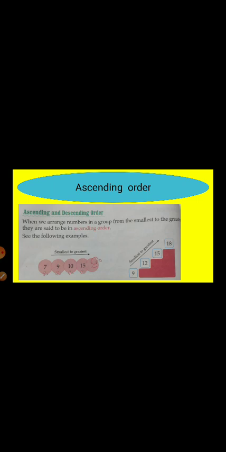When we arrange the numbers from smallest to the greatest. Now you know how to find the smallest number. When you count, which number comes first, that is the smallest number, then another number, and the last number is called the greatest number. When we arrange the numbers from smallest to the greatest, that is called the ascending order. We also say it as increasing order.